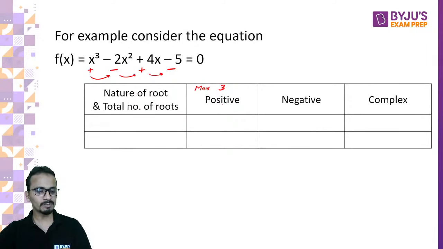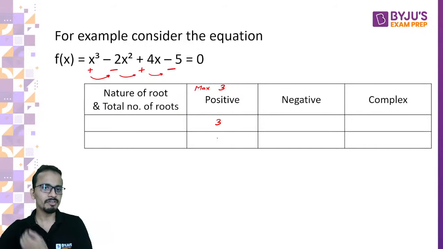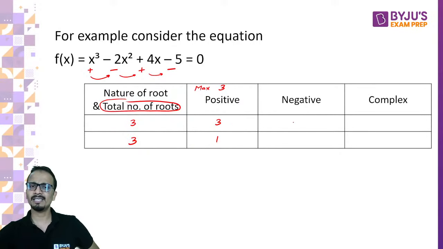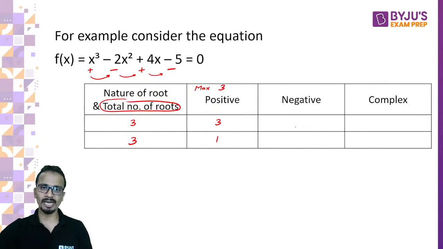Okay, so if maximum 3 positive real roots are possible, what can be the possibilities? So this equation may have 3 real roots, or what will be the other possibility? What can be the number of positive real roots? It can be 3 minus 2, that is 1. Now, if I talk about the total number of roots, since this is a cubic equation, the total number of roots for this equation will be 3. All right. So if number of positive real roots are 3, then the number of negative real roots will be 0, and the number of complex roots will also be 0. Okay? But I'm not filling this value right now.